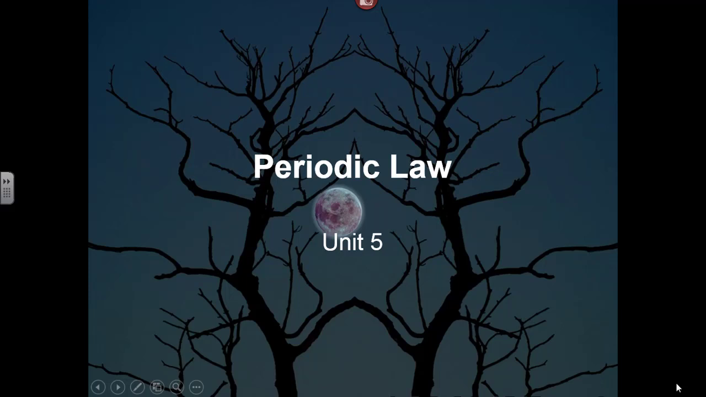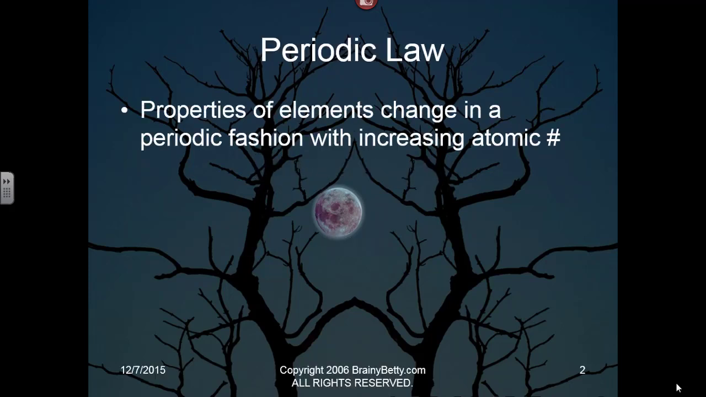Today we're going to talk about periodic law and how that applies to different properties of elements, and eventually we'll use that information to talk about how different elements bond together. We know from looking at the properties of groups of elements and of individual elements that the properties of the elements change in a periodic fashion with increasing atomic number.